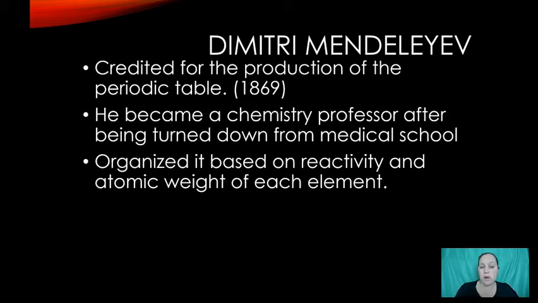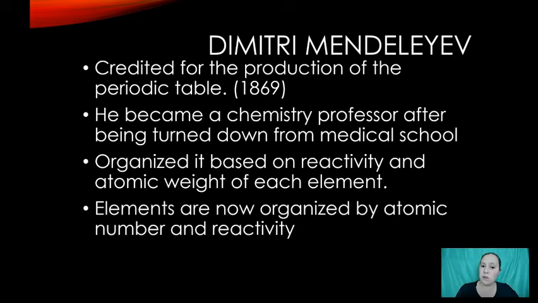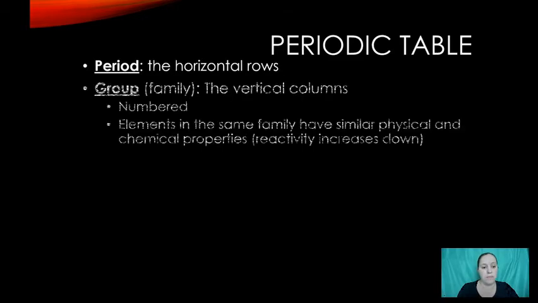He organized his periodic table based on reactivity and atomic weight of each element. But we have actually shifted that. If you look in the transition metals right around iron, you'll see that the atomic weight is no longer the determining factor. We actually organize our periodic table by atomic number and reactivity. So notice the difference there. It's no longer organized by atomic weight, it's now organized by atomic number.